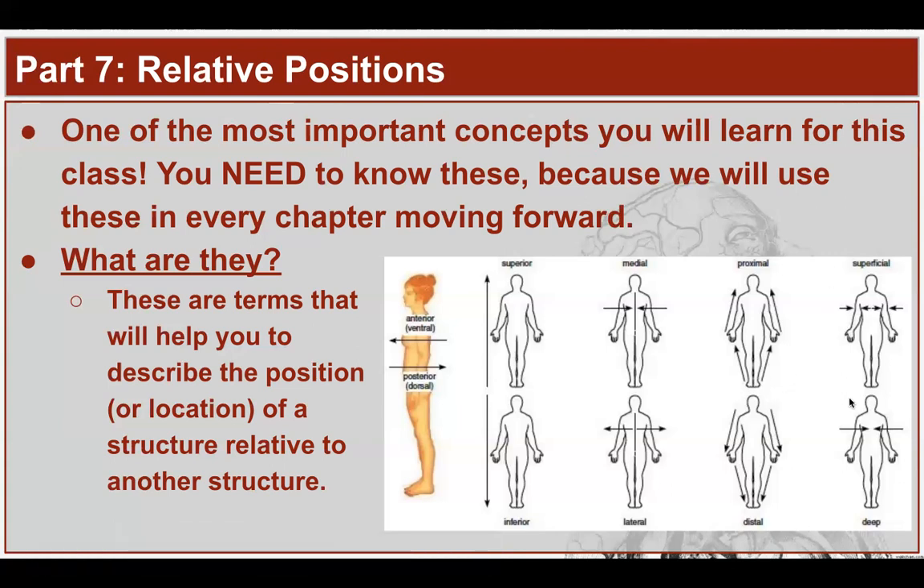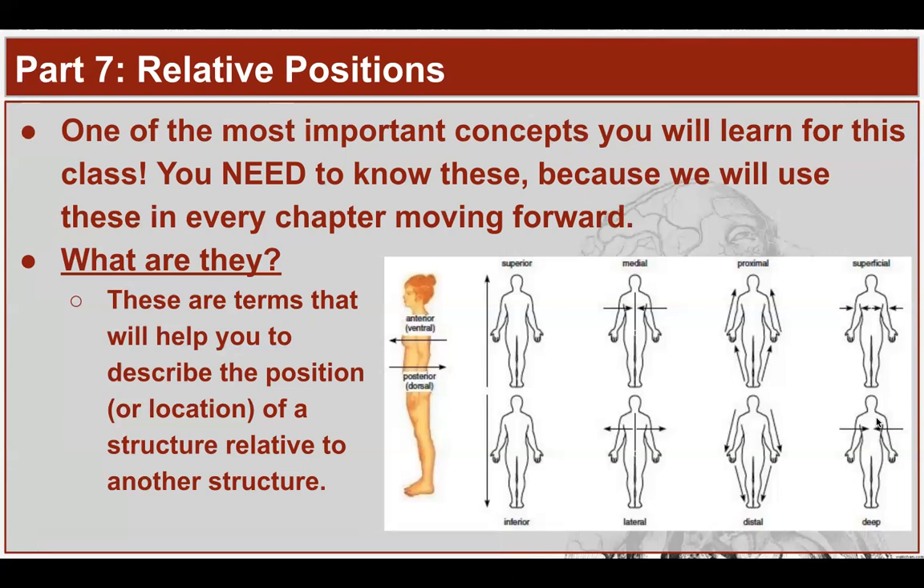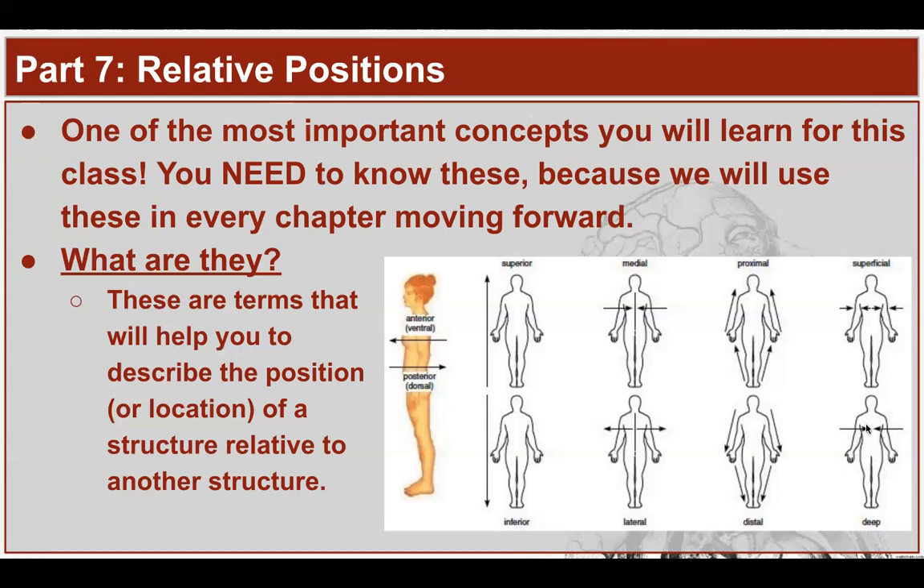Okay, superficial and deep. This is not a very good diagram. It's kind of hard to make a diagram of superficial and deep, but superficial just means that it is closer to the body's surface, and deep means that it is essentially deeper in, so it's farther away from the body's surface. So you could say the skin is superficial to the muscles, or you can say the heart is deep to the sternum. So the sternum is the bone that you have right here in the center of your chest. So the heart would be deeper than that.